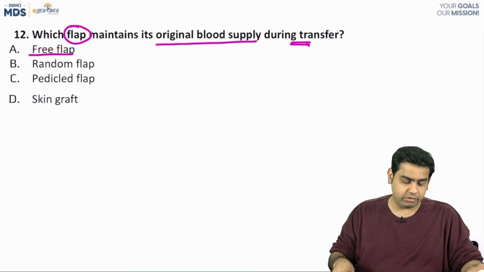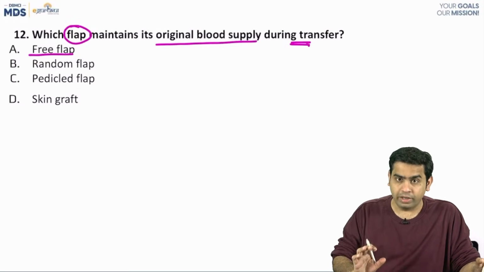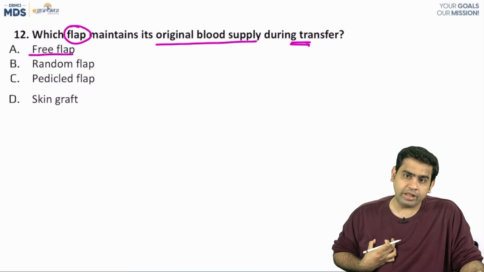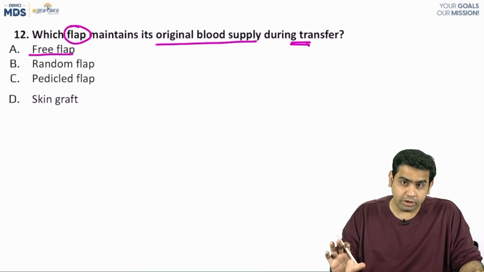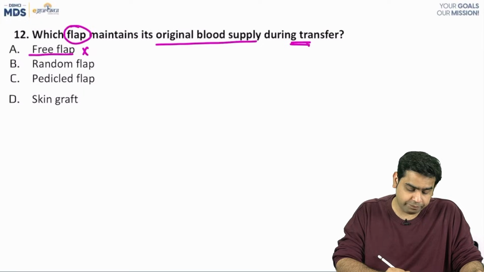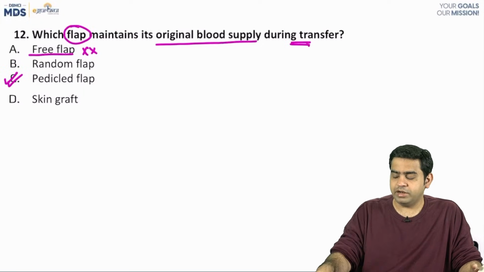So does it maintain its original blood supply? No. It has a vessel which is anastomosed to that particular site, but it doesn't have its original blood supply. So that's not the answer. Random flap is also not the answer. The answer is pedicled flap. So what is a pedicled flap?